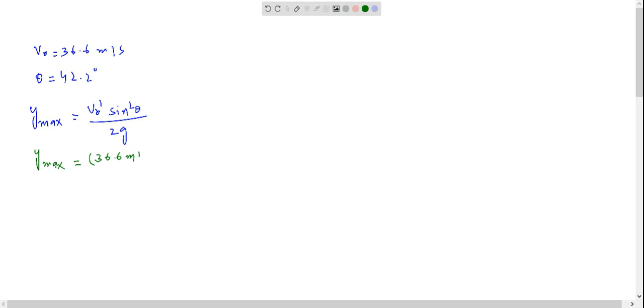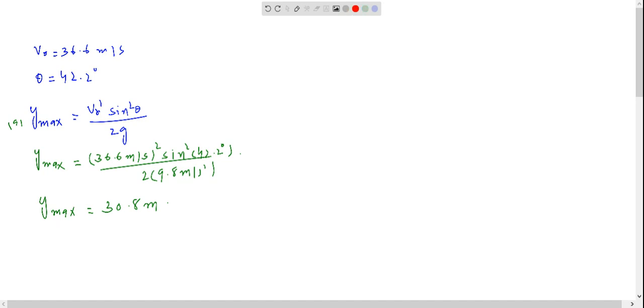36.6 meters per second squared, sine square of 42.2 degrees, divided by 9.8 meters per second squared. So we get y maximum equal to 30.8 meters.